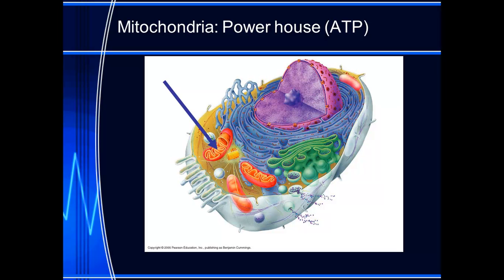A very important organelle is the mitochondria. We call this the powerhouse of the cell because it is that center that really generates the energy. It's the energy producing center, and the name of the type of energy that's produced at the end of cellular respiration is something called ATP, or adenosine triphosphate.